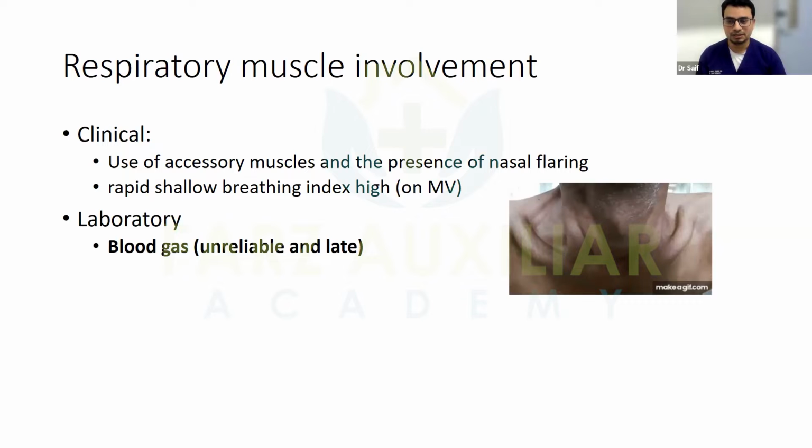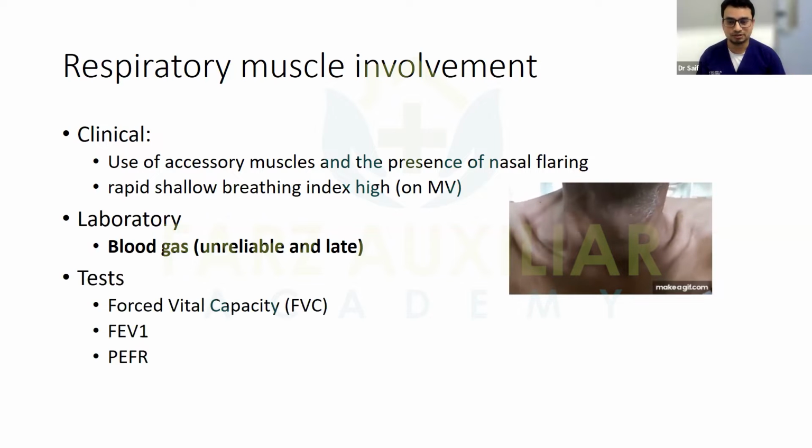Remember that with respiratory muscle involvement, because this is a type 2 respiratory failure, blood gas is not at all reliable. It is also a very late indicator. PCO2 rising is a very late sign of respiratory muscle involvement. So we don't do blood gas to say that the respiratory muscles are involved. It's too late and unreliable also.